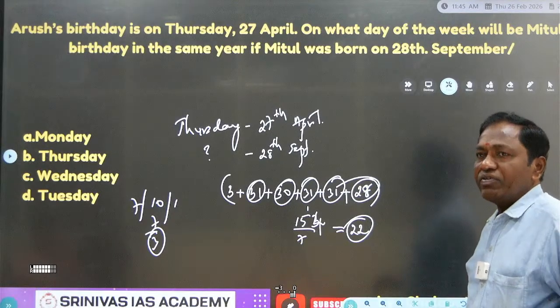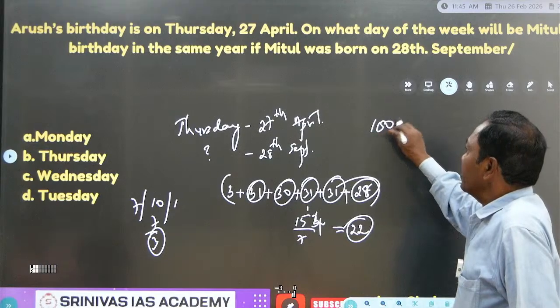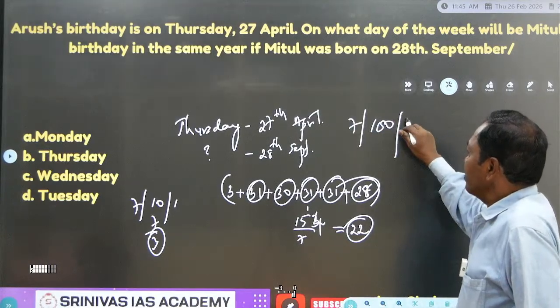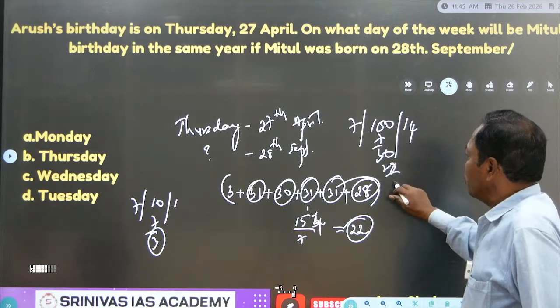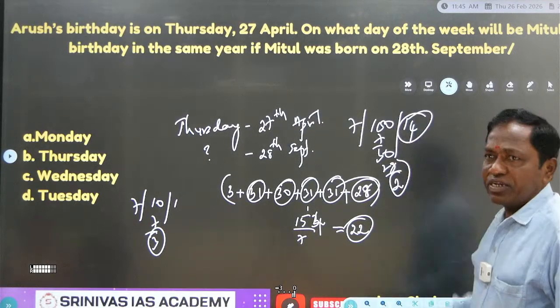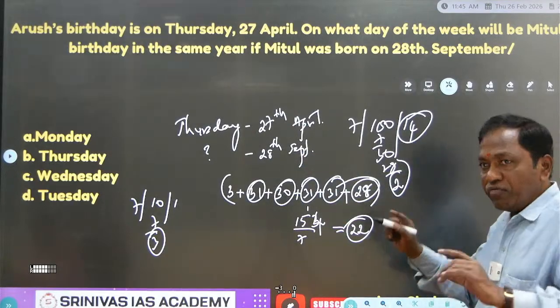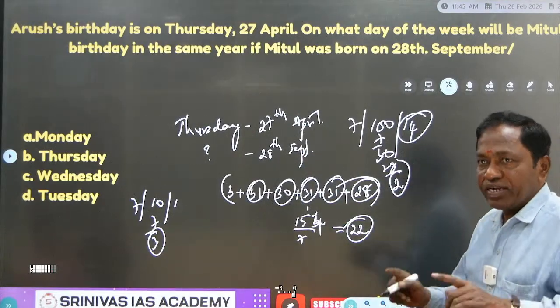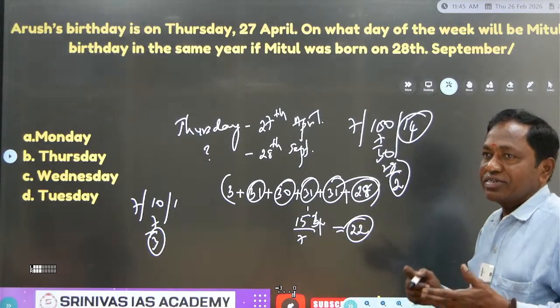If I say I will come and meet you on the 100th day, how do you take it? 100 by 7: 7 ones are 7, 7 fours are 28, 14 weeks, and 2 days remain. Thursday, then 2 days after Thursday: Friday, and the 100th day falls on Saturday.